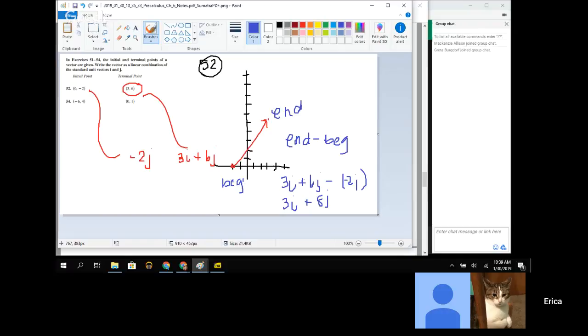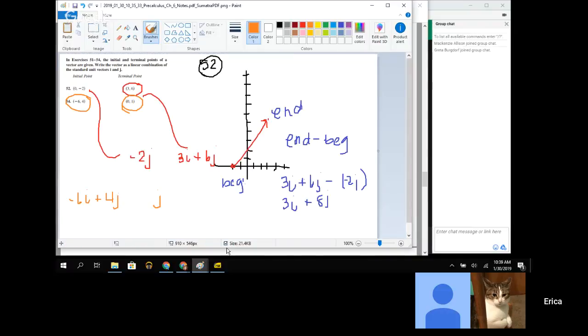Okay, since I kind of messed that one up, number 54, right? The beginning point is going to be at negative 6i plus 4j, and the end point is going to be at just j. So I need to subtract: j, the endpoint, minus negative 6i plus 4j, right? Which becomes j plus 6i minus 4j, or 6i minus 3j.